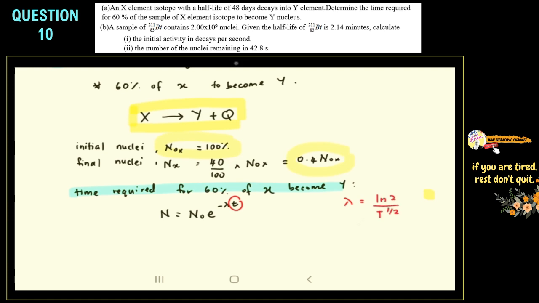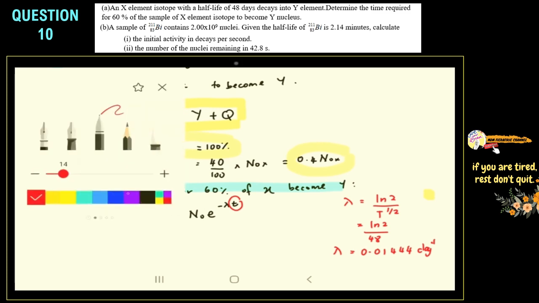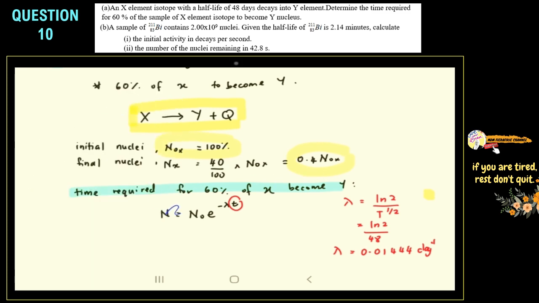So substitute. We have ln 2 over half-life, which is 48 days. So the decay constant is 0.01444 per day. So the unit is per day. Okay, so we can substitute here. N is the final number of nuclei for X. Yang tinggal berapa tadi? Which is 0.4 N naught X.